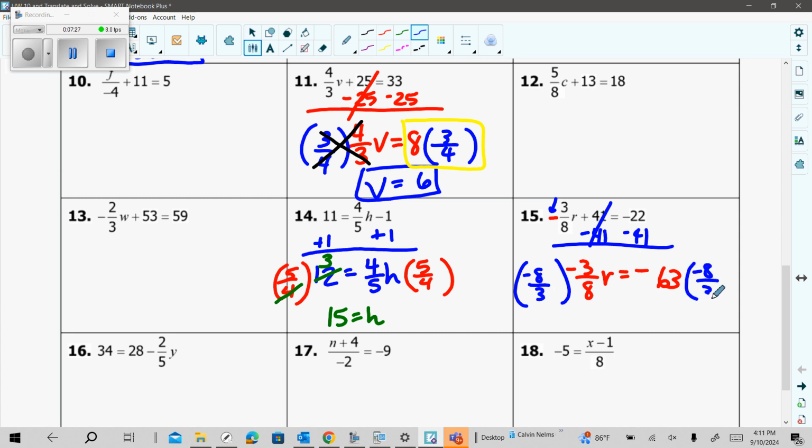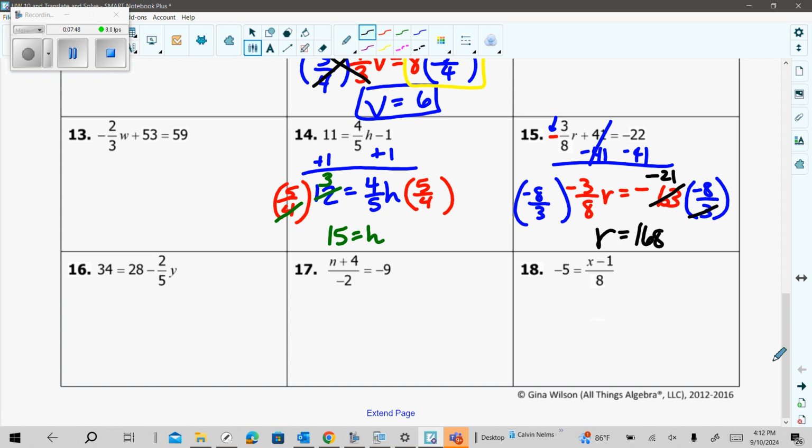Okay, and then again, like I said, shortcut could be, can 3 go into 63? Yes, it can. It could go into 63, and actually it's a negative 63. It will go into that negative 21 times, and then we're just multiplying negative times negative. That makes that positive 168.